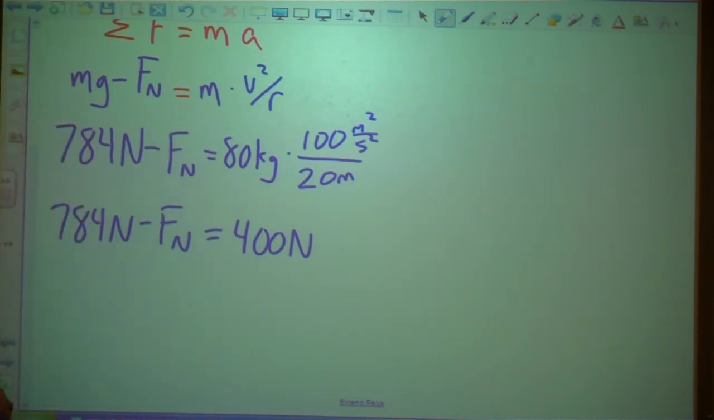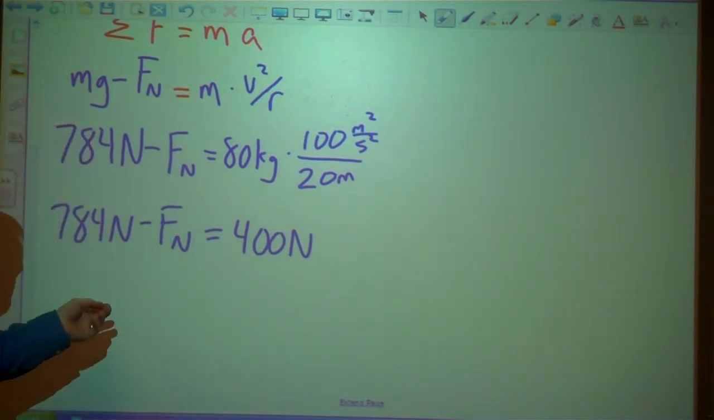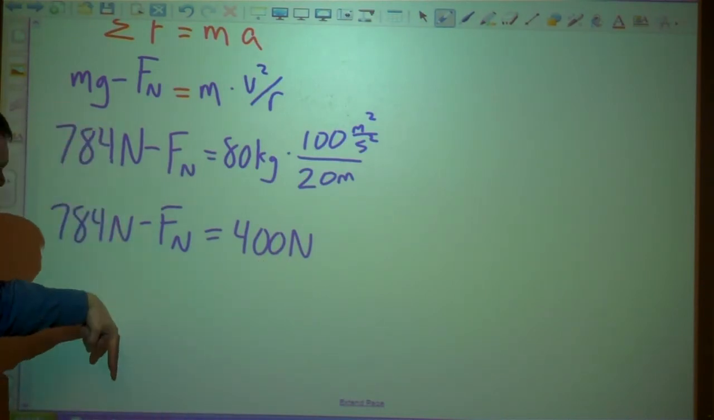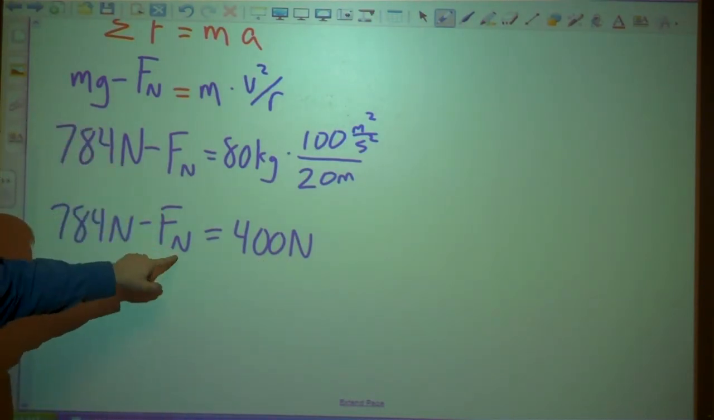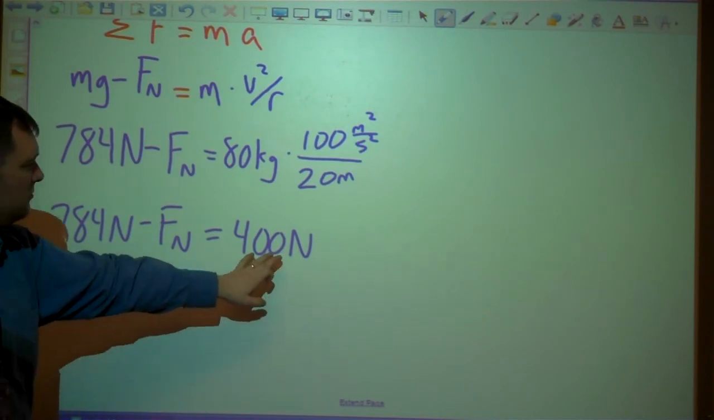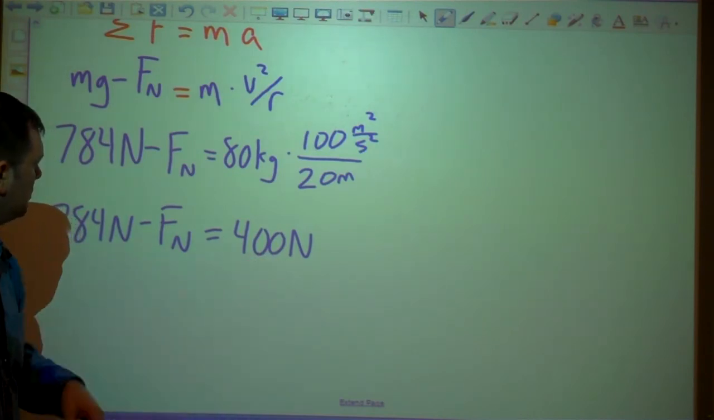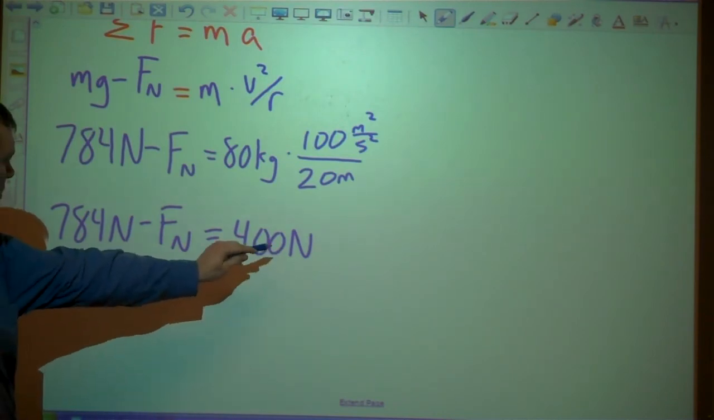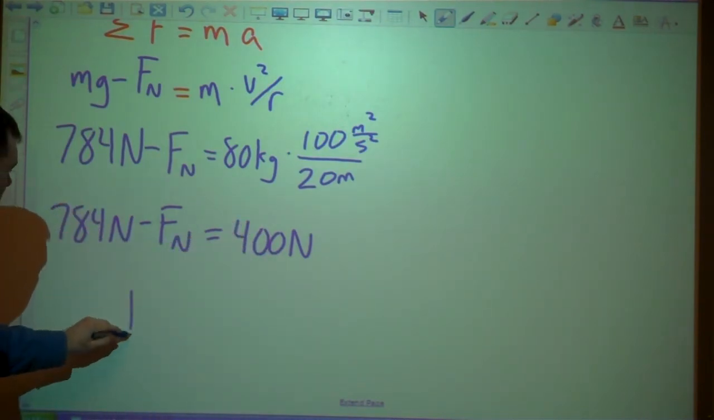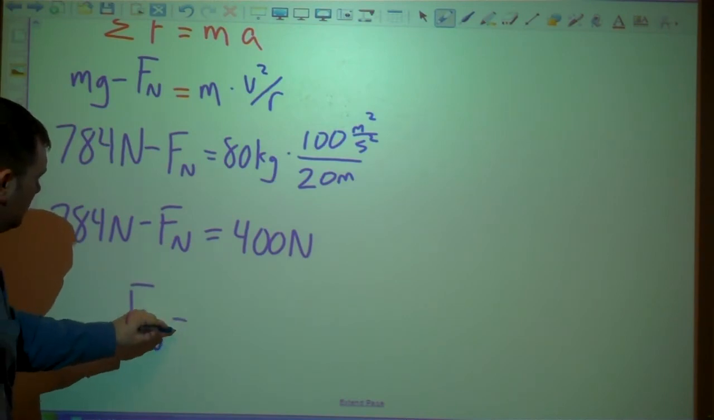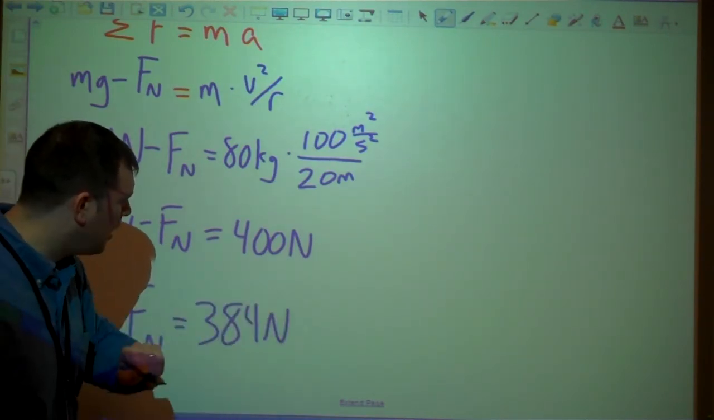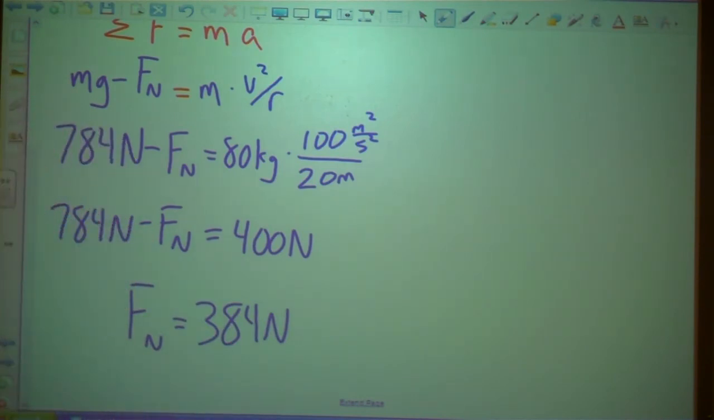So what this is telling me now is that the net force on the person driving the car is 400 newtons. But they're 784 newtons down, unknown number from the normal force up, to give me a net of 400. So if I wanted to solve for the normal force, well, I can add this over to the other side and subtract the 400 over, and I get that the normal force is 384 newtons.